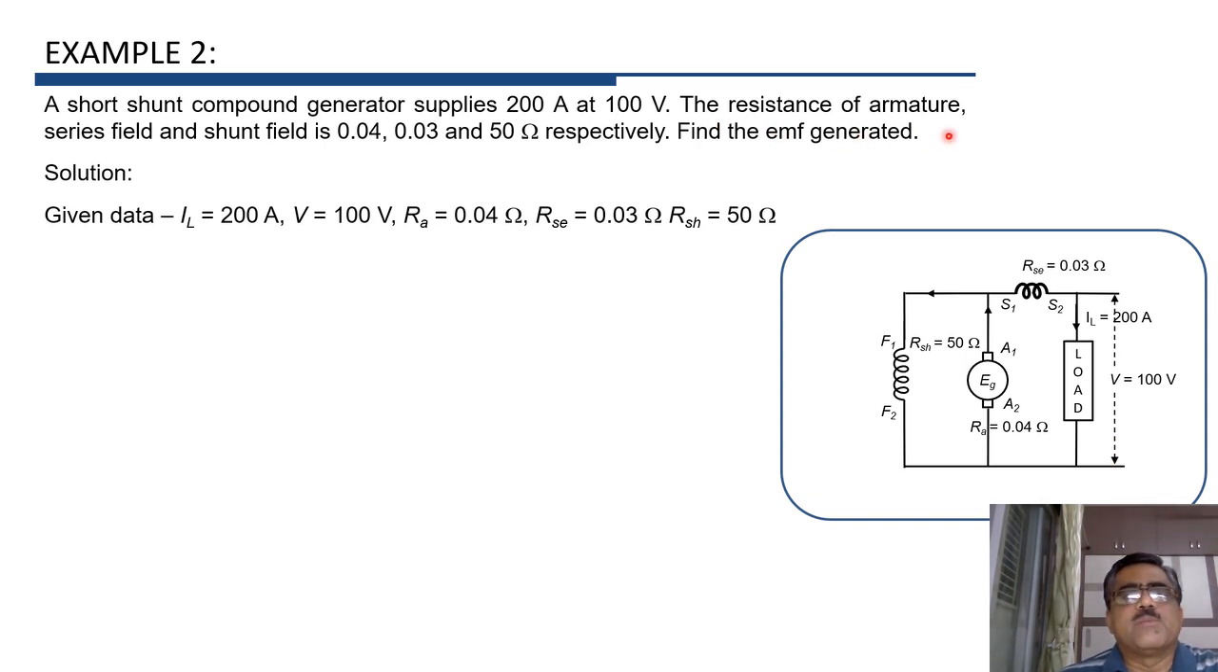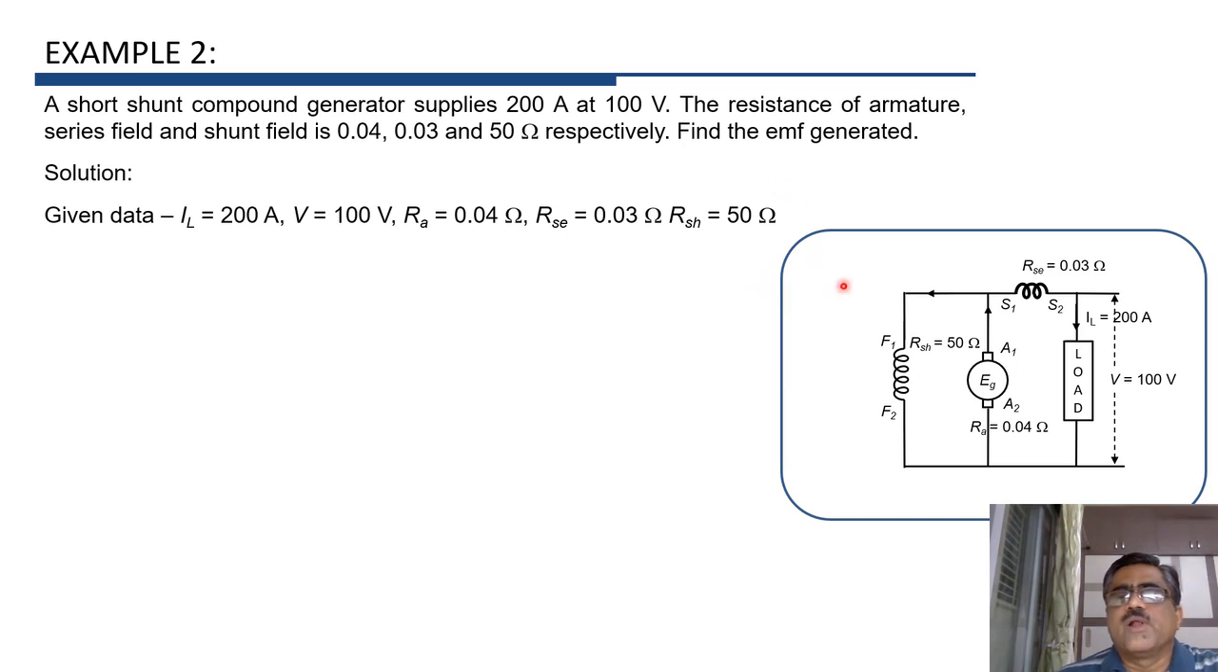The resistance of armature, series field and shunt field: 0.04, means Ra is equal to 0.04. Armature resistance is 0.04. Then series field 0.03, RSE is equal to 0.03. So this resistance is 0.03, and the resistance of shunt field winding RSH is equal to 50 ohm. Find the EMF generated, means we have to determine the generated EMF Eg.